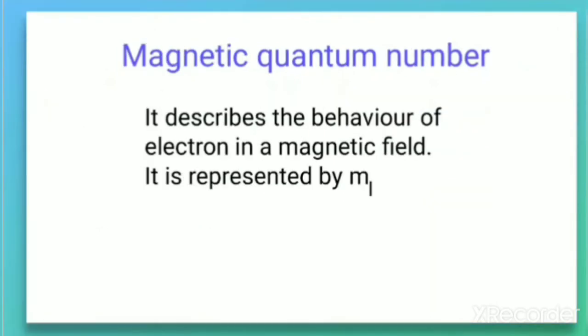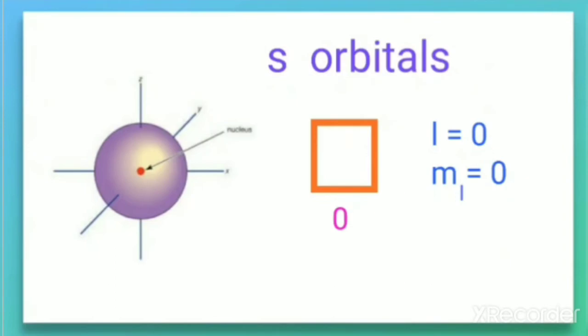Next is the magnetic quantum number. It is a quantum number which describes the behavior of the electron in a magnetic field. It is represented by ml. For the s orbital, because there is only one orientation, as I told you, we will be making a single box for it. So in the case of the s orbital, as l is equal to 0, and therefore its magnetic quantum number is also equal to 0. So the ml value for the s orbital is always 0.